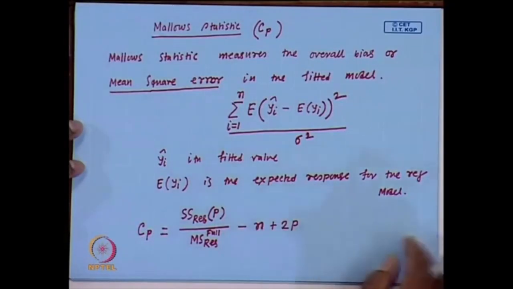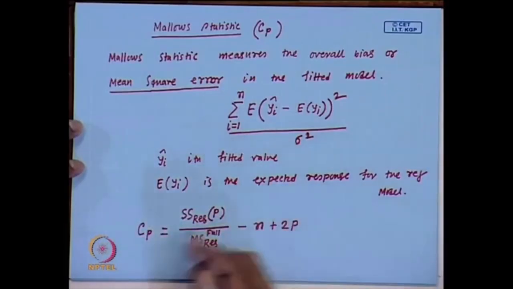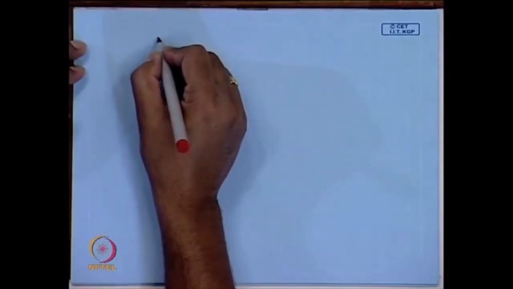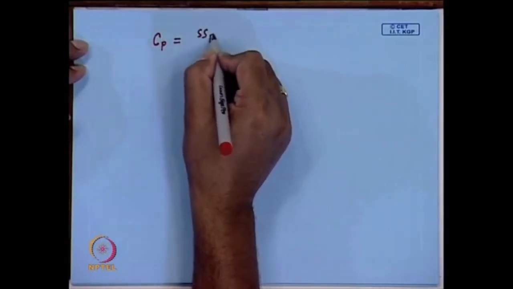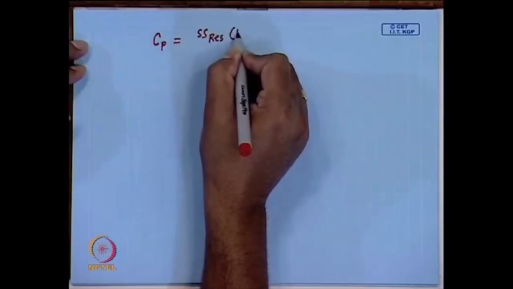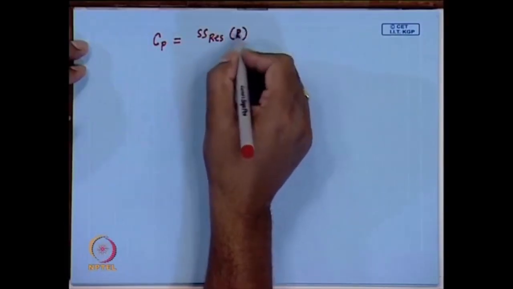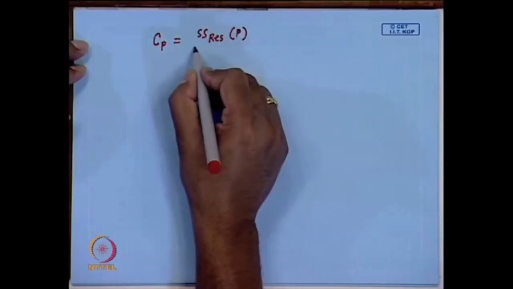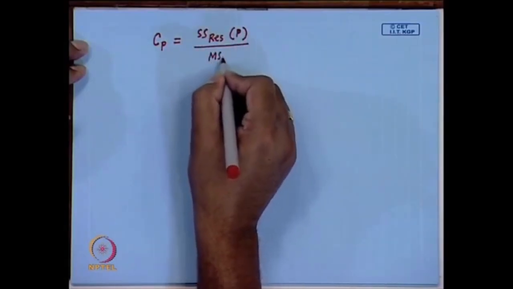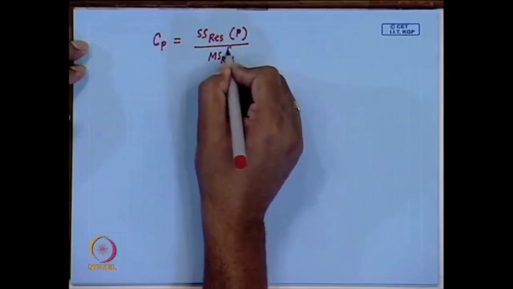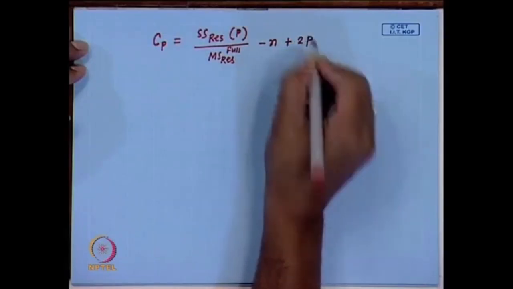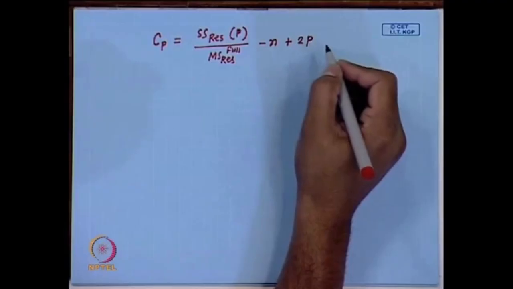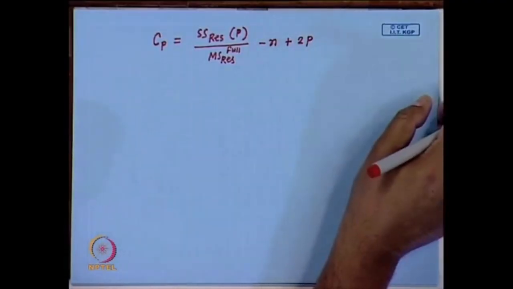So, here is the expression for Cp. Let me write it again: Cp equals SS residual for the model involving p minus 1 regressors, divided by MS residual for the full model, minus n plus 2p, and p is the number of unknown parameters in the model.